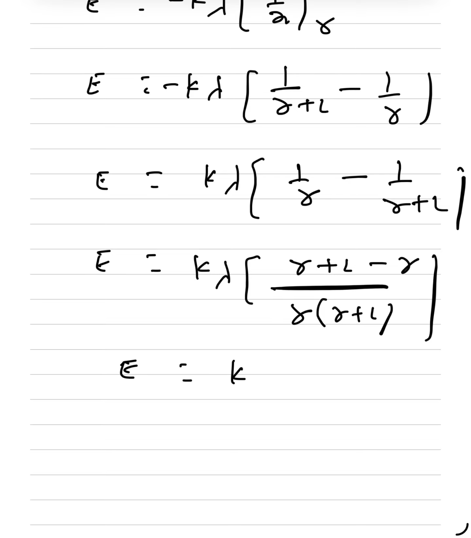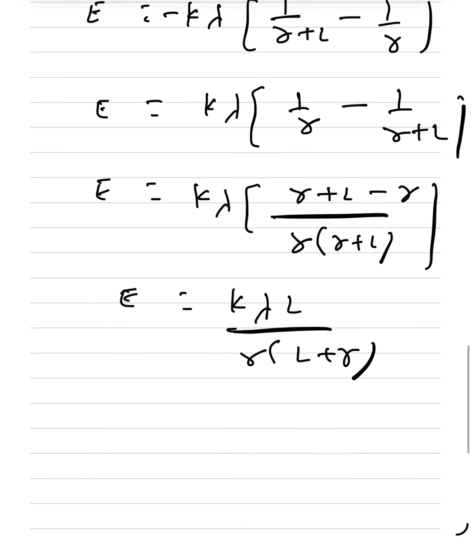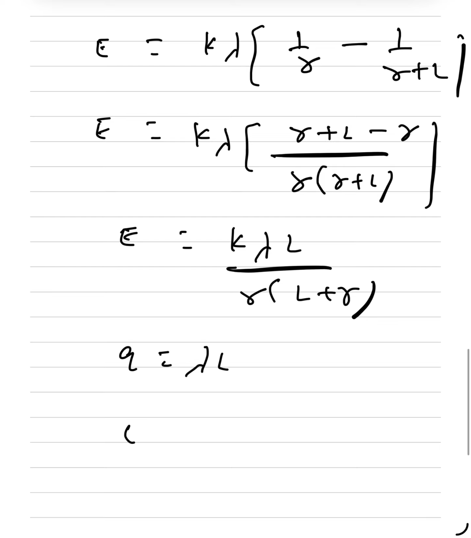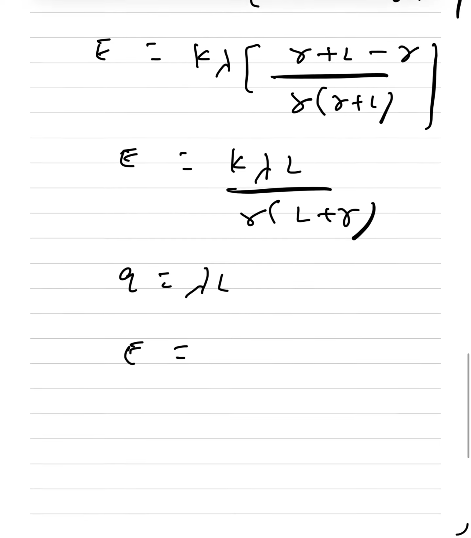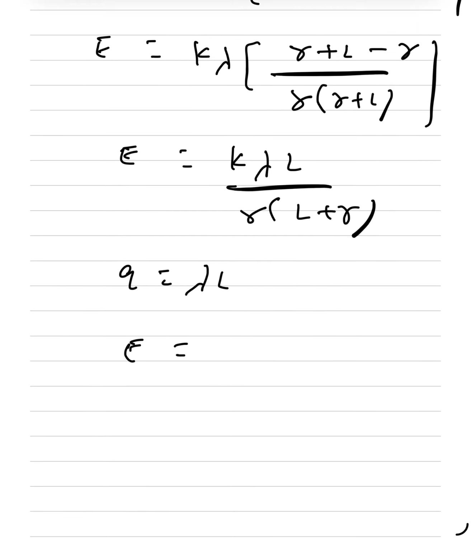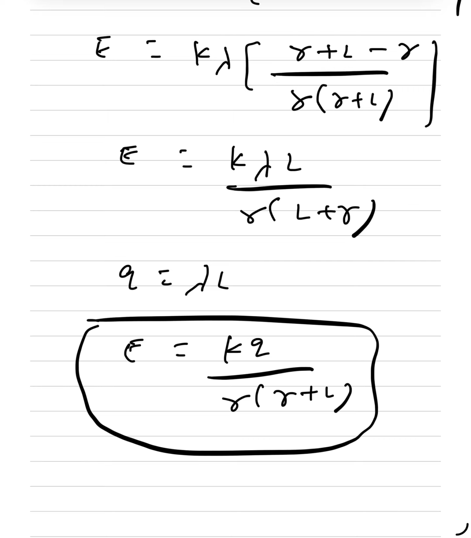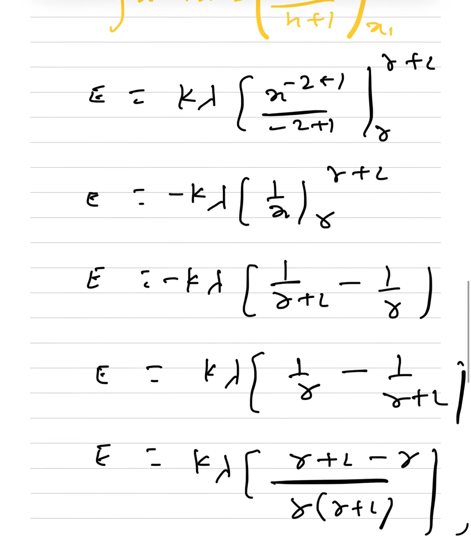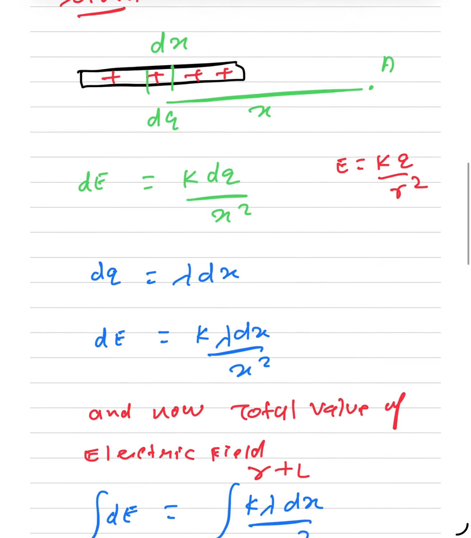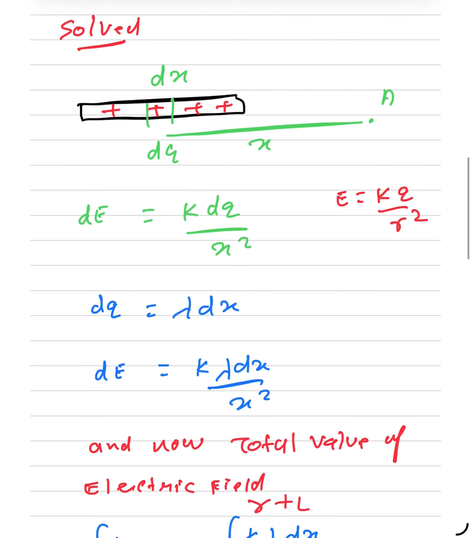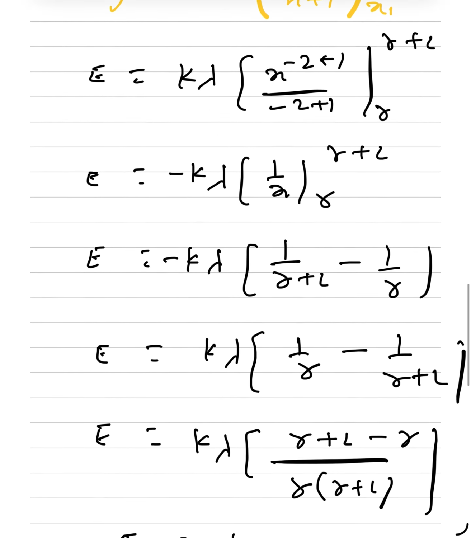And r plus minus cancel out each other. E equals k lambda L divided by r times (r plus L), right, and Q equals lambda times L, so the new value of electric field due to the uniformly charged rod is kQ divided by r times (r plus L). This is the formula of the electric field for the given uniformly charged rod, right? Next problem.